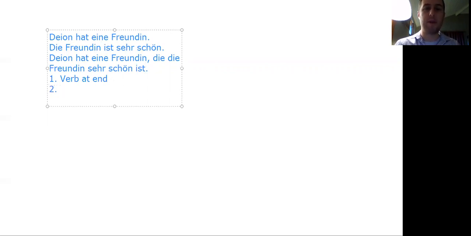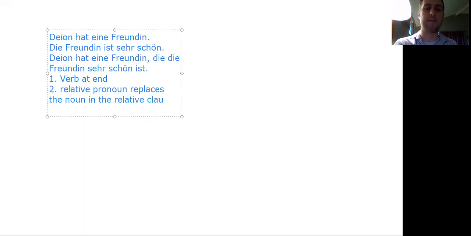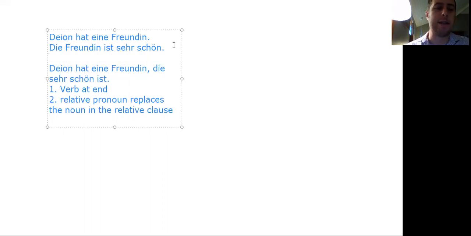Second, your relative pronoun replaces the noun in the relative clause. Okay? So you need to read these back to yourself sometimes when you say them. Dion has a girlfriend who, the girlfriend is very pretty. No, the word who replaces the girlfriend. Okay? So that it's Dion hat eine Freundin, die sehr schön ist.